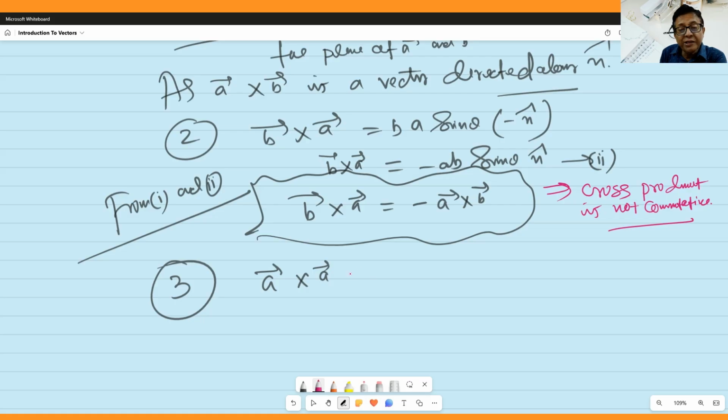What is A cross A? This is going to be 0. Okay, so what will be the conclusion? Therefore, the cross product between similar vectors will be 0.